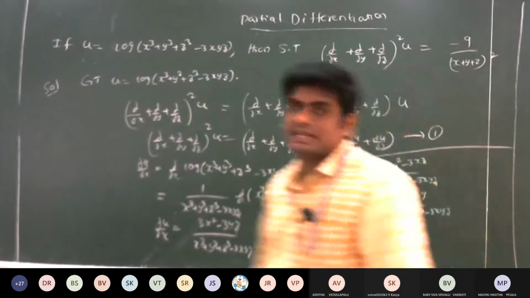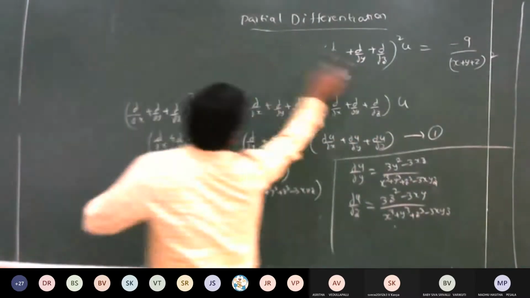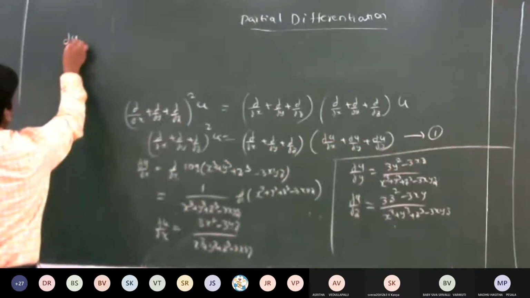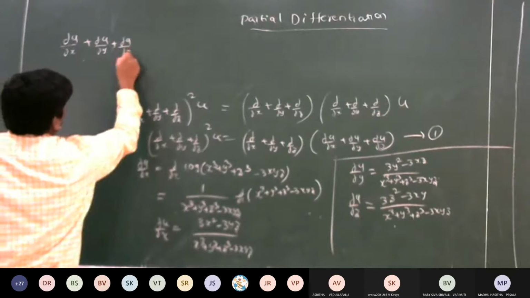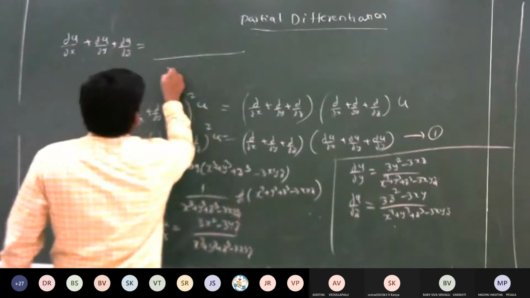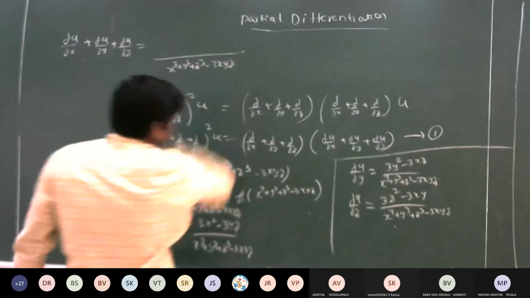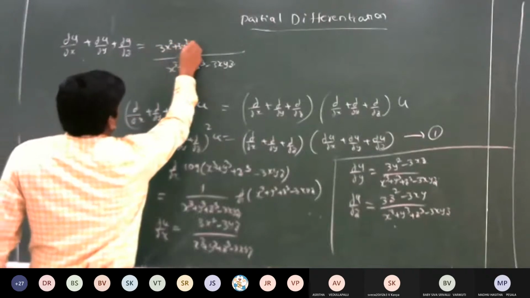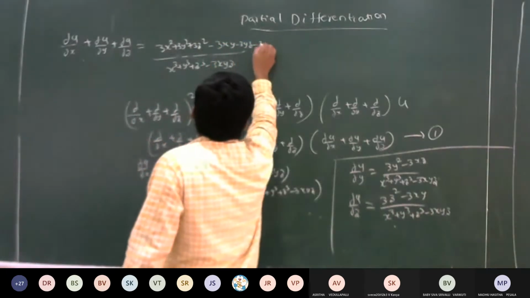Right. So now we are calculating all the values. What is the next step? Calculate ∂u/∂x + ∂u/∂y + ∂u/∂z. So this is equal to... the denominator is the same, so the LCM is x³ + y³ + z³ − 3xyz. The numerator is 3x² + 3y² + 3z² − 3xy − 3yz − 3zx.